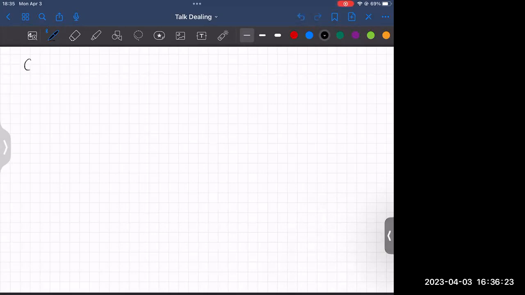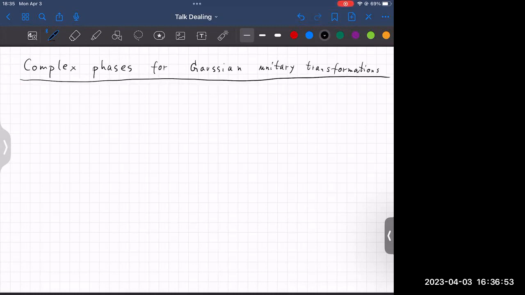So, complex phases for Gaussian unitary transformations. And I think I will try to really just work through a single example and illustrate most of the things that are relevant for this single simple example.